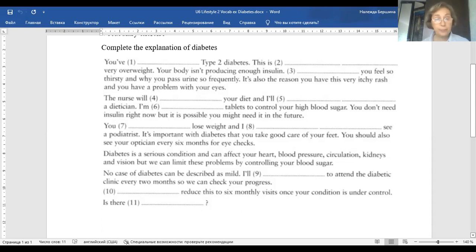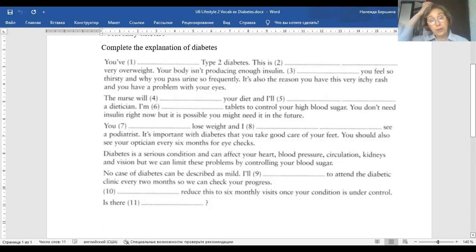Yes, Stella, please. Number 7: you should lose weight. And Stella, number 8, this is one and the same sentence: and I will see a podiatrist. A podiatrist is the doctor who treats feet.